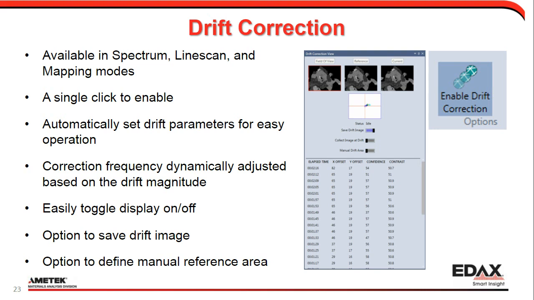You can easily toggle the drift correction control panel on or off to see the correction data and access more options. The panel shows the field of view, reference, and current images for the data set being collected. The location of the drifting sample is shown on the graph as well as in the data tables through XY offset coordinates and their corresponding time. You have the option to save the drift image, and you can manually define a reference area for drift correction.